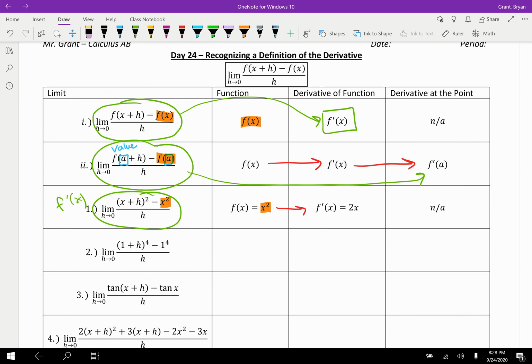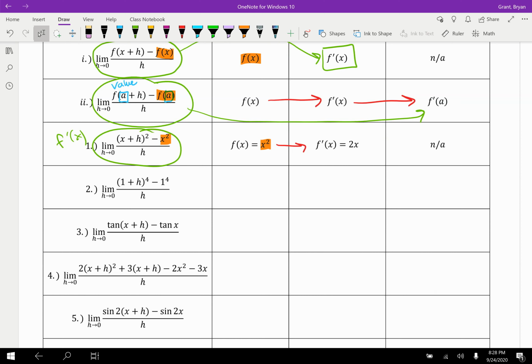So let's take a peek at our next one. Our next one is this limit without an x, which means to me that they've replaced the x with a value. Now this does not mean, and I'm going to erase this, this does not mean that f of x equals 1 to the 4th.